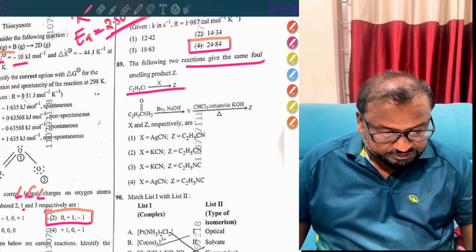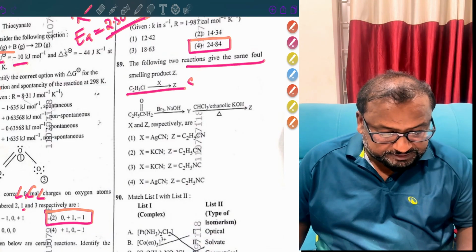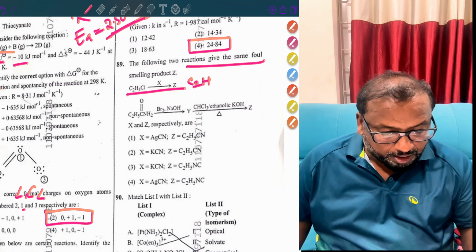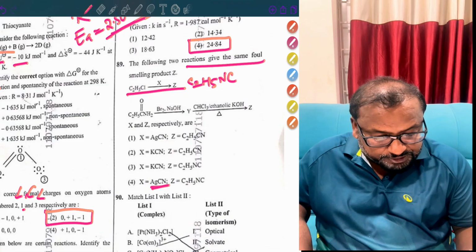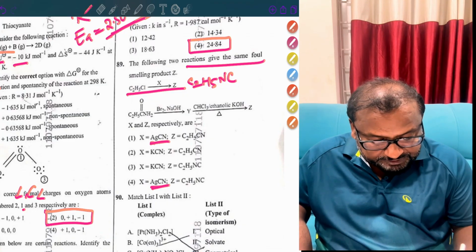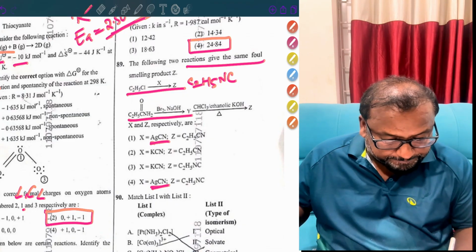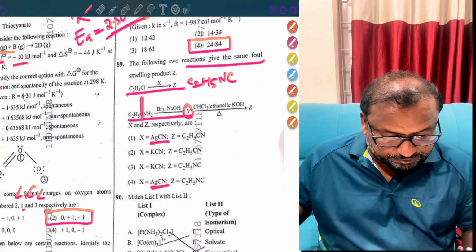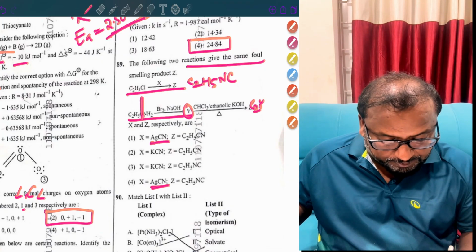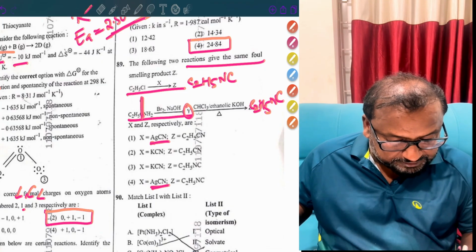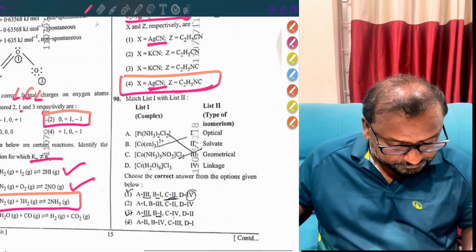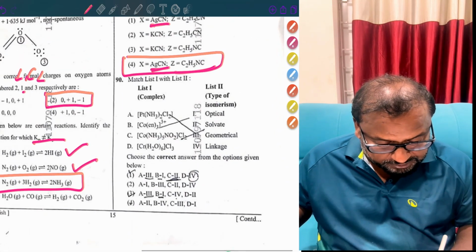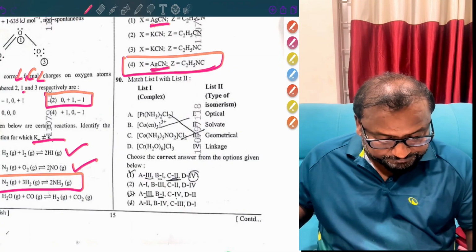Next, the 89th question, C2H5Cl (X) gives you a foul smelling compound. It must be isocyanide, right? It should be C2H5NC. To get NC we need AgCN. So at both places AgCN is there. So Hoffmann bromamide, so we got ethyl cyanide, then we get C2H5NC. So Z is NC. So the answer should be the fourth option.